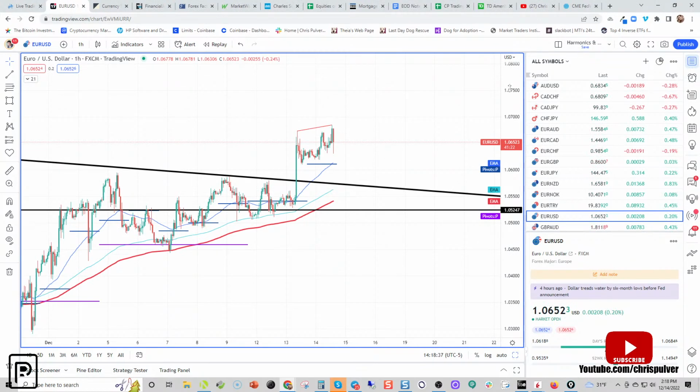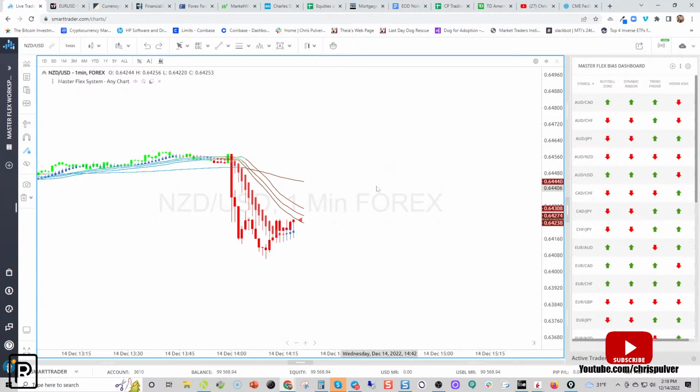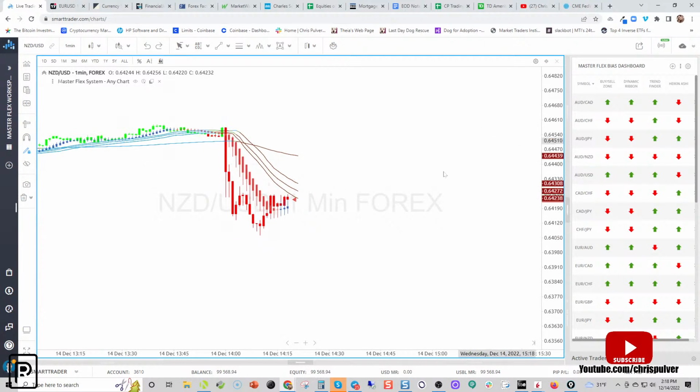But sometimes the old FOMC is pretty wild just because it doesn't really make any direction. We just have a lot of noise in the hour that we trade it. Right? So New Zealand dollar is kind of still stuck right now. This wouldn't be a bad play now that we see this with our Master Flex.